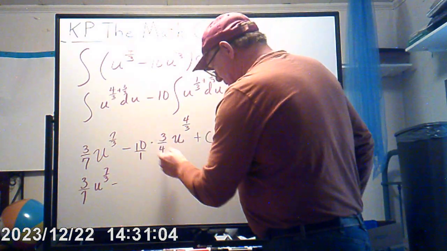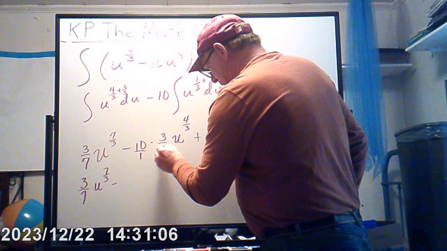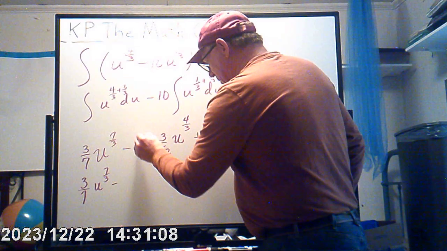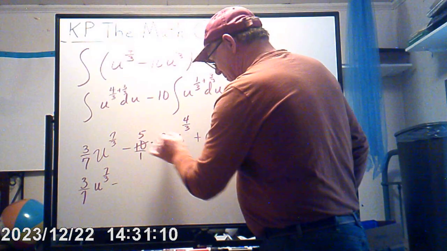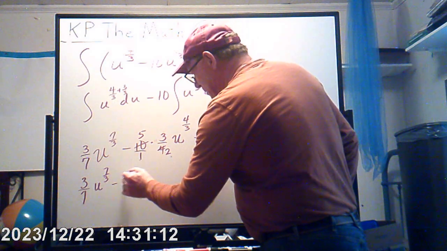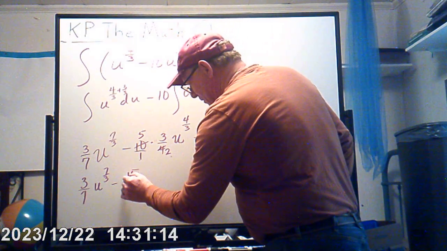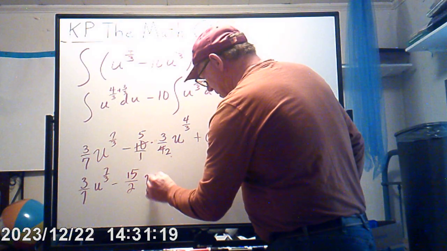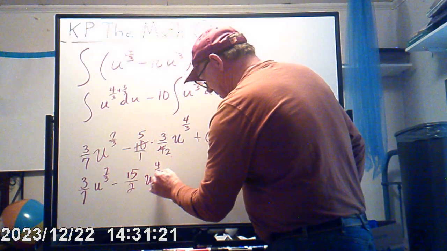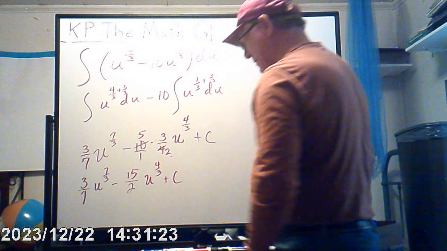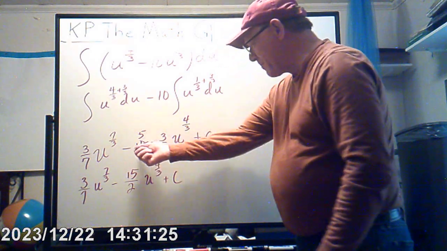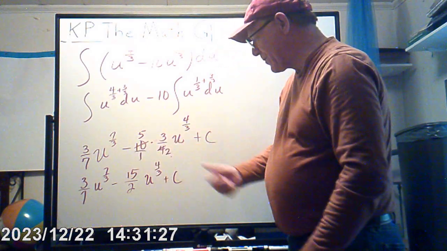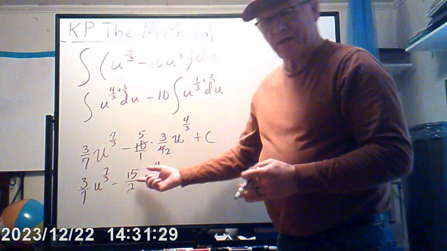2 goes into both 4 and 10. 2 goes 2 times, 2 goes into 10 5 times. 5 times 3 is 15, 1 times 2 is 2. So 15 over 2, u to the 4/3 plus c. Everybody see, if you multiply straight across, you get 30 over 4. 30 over 4 is 15 over 2.